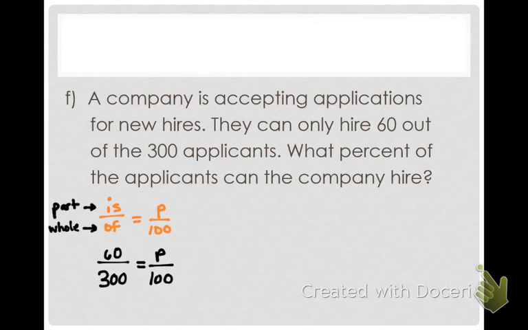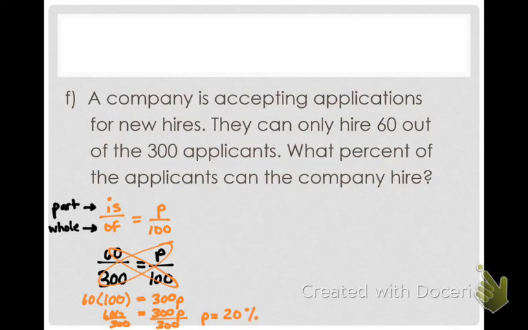How many of you would say that you did yours by cross products? Okay, for those of you who did cross products, what you would do is have 60 times 100 equals 300 times P. So this would be 600 equals 300P. You have to divide by 300 on both sides. And what do you get when you did this? P equals 20%.